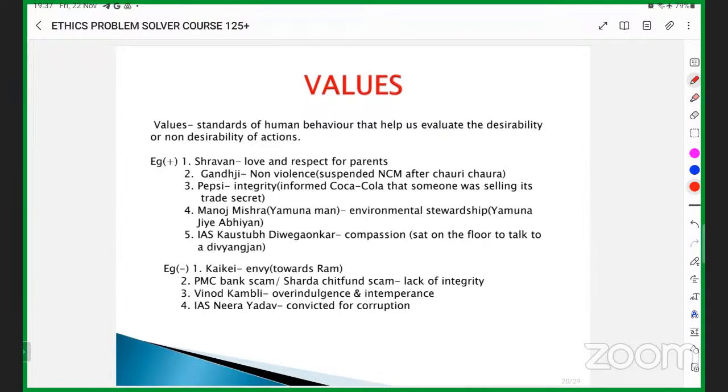If you get the feel of the things, you will, number one, be able to better understand. And secondly, if you have understood the concepts better, definitely you'll be writing better answers and you will be in a better position to interlink different concepts and ideas. So let's start with the first topic. What are values? So values are standards of human behavior that help us evaluate the desirability or non-desirability of actions.